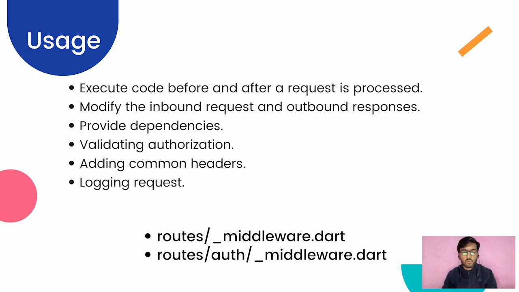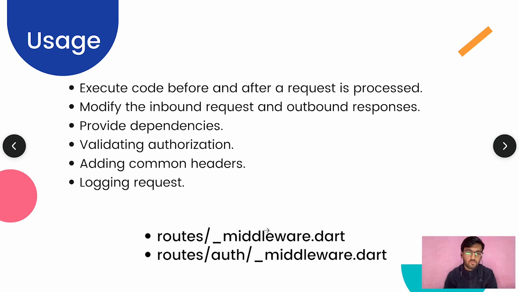The easiest way to add middleware in our code is by simply adding an underscore middleware dot dart file in any directory. So basically in Dart Frog, every directory may have one middleware file. In this case, we have created one underscore middleware dot dart file in our routes folder. So every incoming request will go through this middleware.